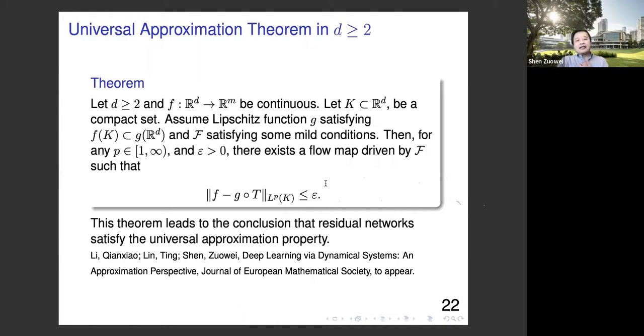Okay, and then you go back to this ODE, go back to discretizing, Euler discretization, you will go back to the universal approximation property for ResNets. If you read this paper, it is really like a pure maths paper. That's why it's published in the Journal of the European Mathematical Society. It's really a pure maths paper, but it gave us a deeper understanding of ResNets.